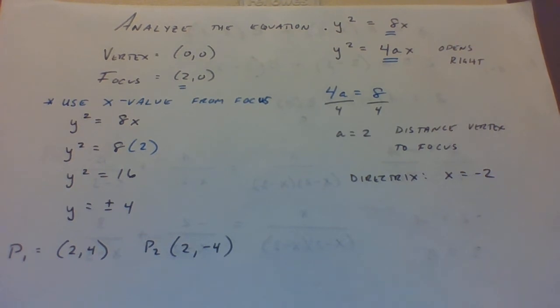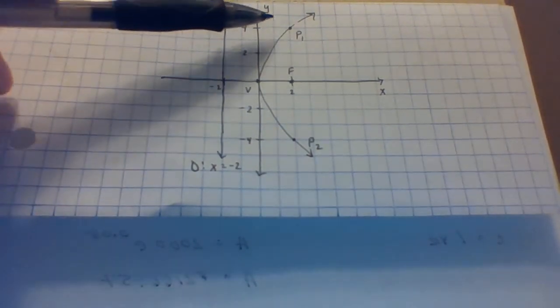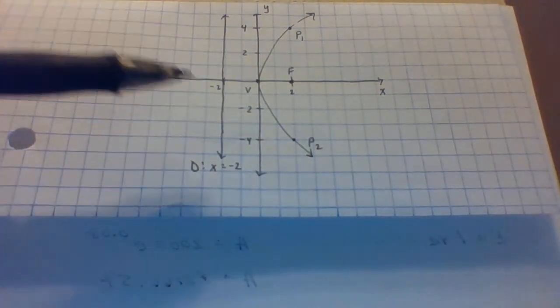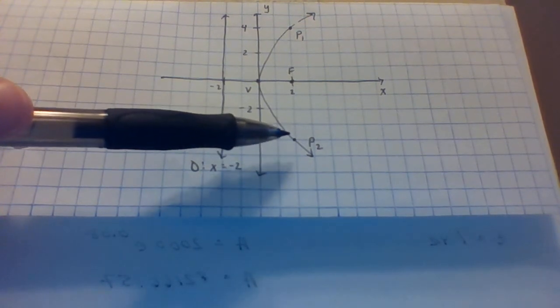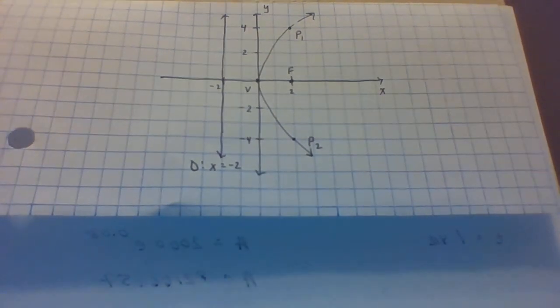Now we can go put these 2 points on our graph so we can finish drawing our parabola. Once you get your 2 points plotted there, there's my point P1 at (2, 4), and P2 at (2, -4). Then you can go ahead and draw your parabola going through those points and the vertex so that it opens to the right.